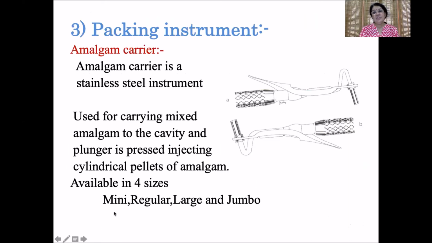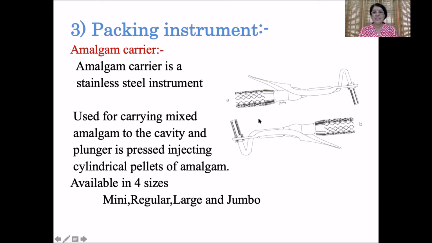Then comes the instruments which are used for packing. Here you have the amalgam carrier. Amalgam carrier is a stainless steel instrument. It is used for carrying mixed amalgam to the cavity, and a plunger. See, here is the tip of the instrument and here is the plunger.